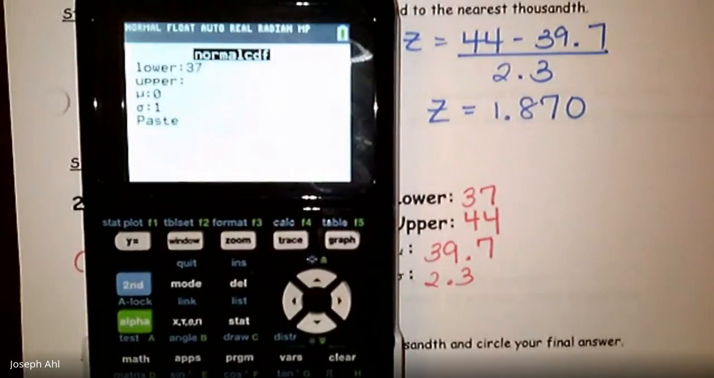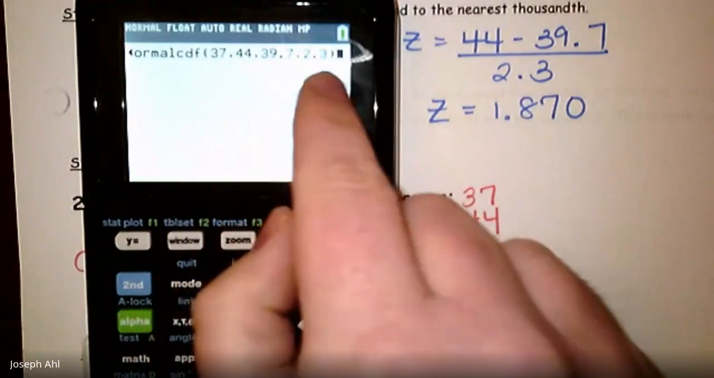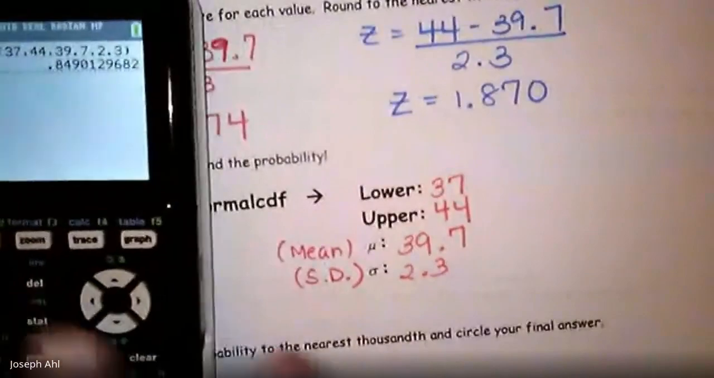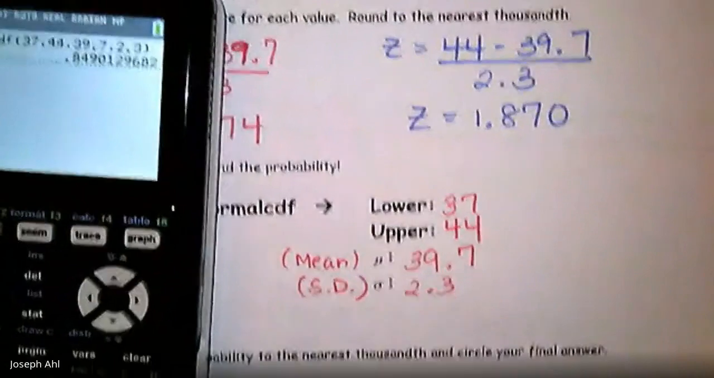Type in 37. If you don't have this screen, hit a comma right now. For the upper bound, we need 44. The mean is 39.7, and the standard deviation is 2.3. When you hit enter one more time, it's going to paste it. If you hit enter here onto the home screen, if you have a non-updated operating system, you probably had something that looked like this on your screen. Hit enter one more time, and it tells me that that is 0.849. Okay, so the area between those two values on the normal curve in this distribution would be 0.849.